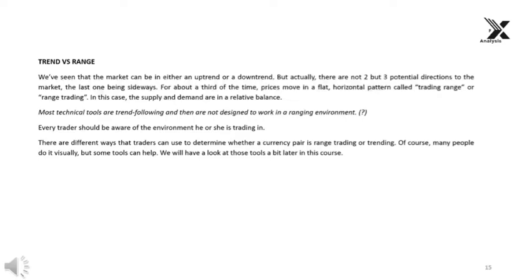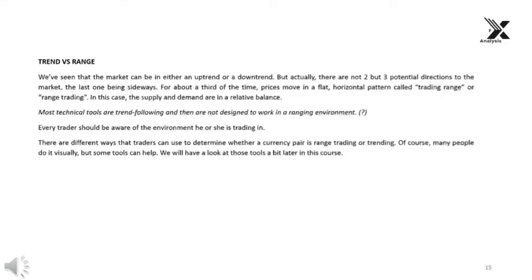Trend versus range. We've seen that the market can be in either an uptrend or a downtrend. But actually, there are not 2 but 3 potential directions to the market, the last one being sideways. For about a third of the time, prices move in a flat, horizontal pattern called trading range or range trading. In this case, supply and demand are in relative balance.